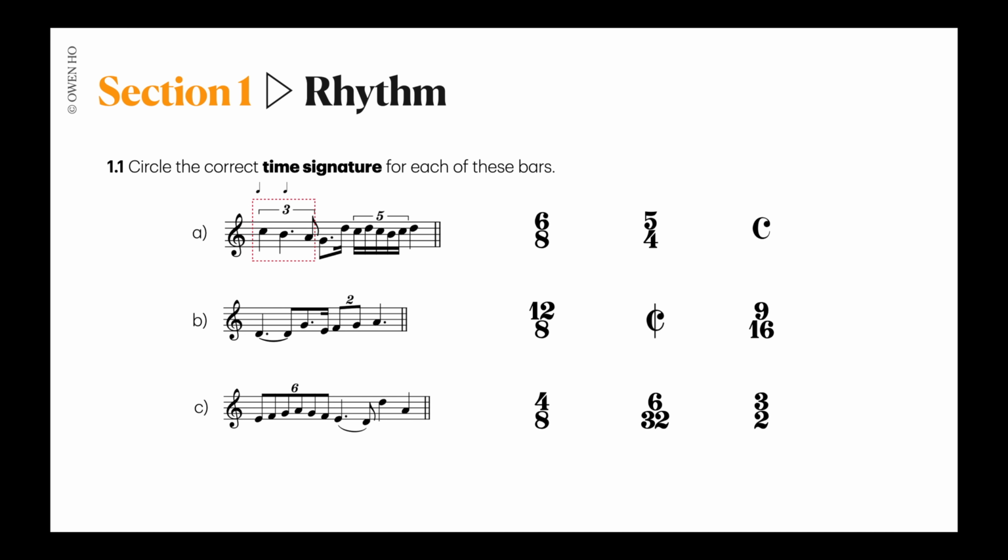Now onto the second group. We see a dotted quaver plus a semi-quaver. And if you do the maths correctly, that means 1 crotchet here.